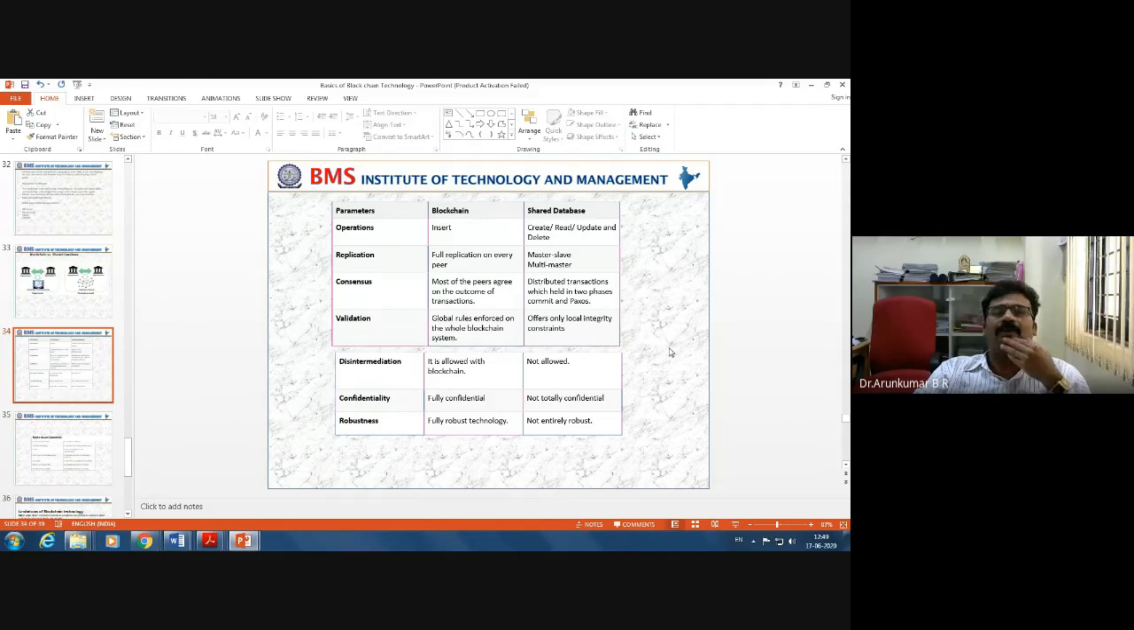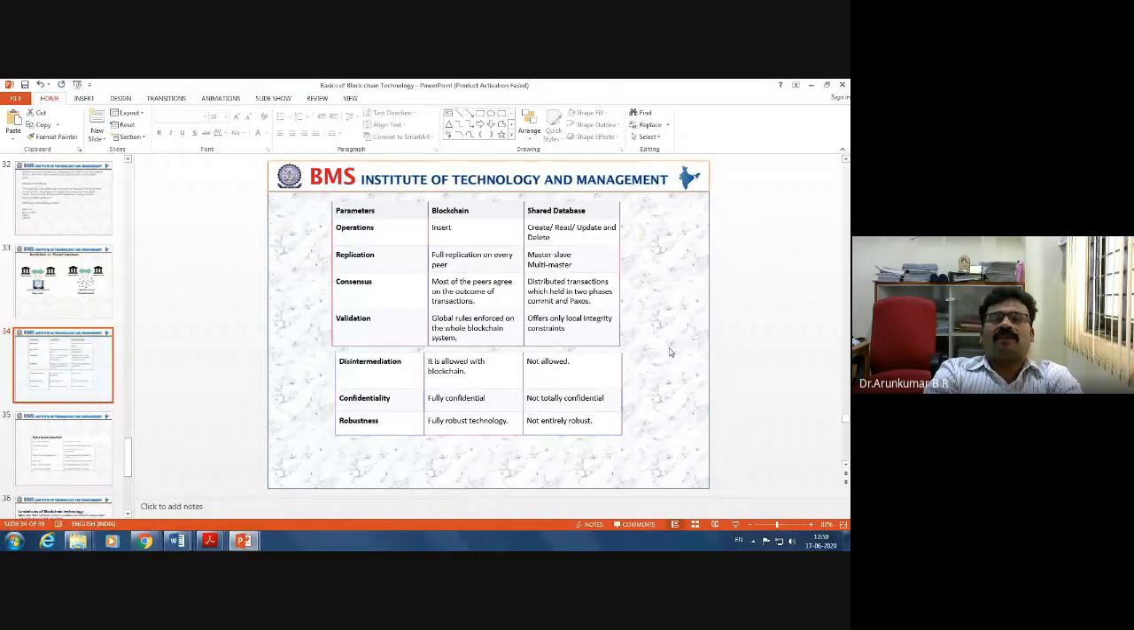Blockchain insertion operation we can do, but no deletion operation can be done on the blockchain. Shared database, you can create, read, update, and delete. All these things can be done on the shared database. With respect to the replication parameter, full replication on every peer is possible, because in a distributed peer-to-peer architecture, a copy of the blockchain is maintained by every user. But in case of shared database system, master-slave and multi-master concepts are possible.